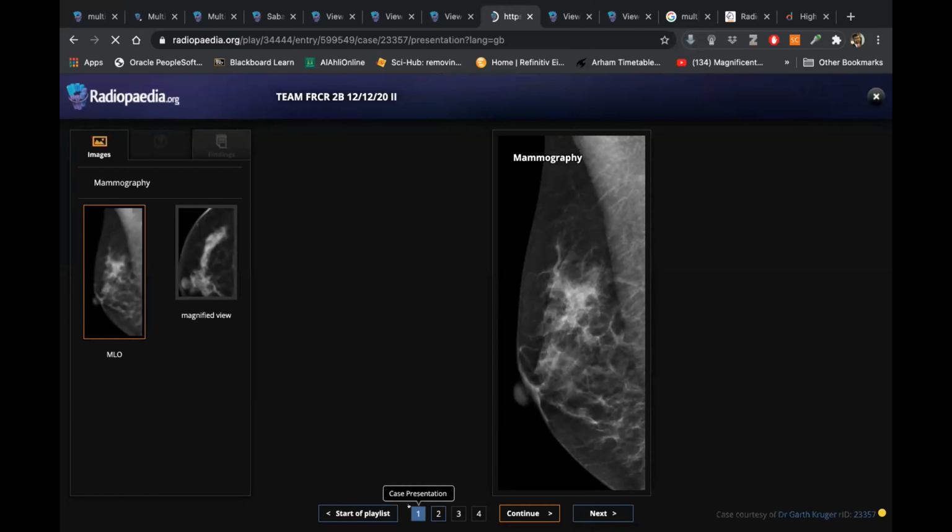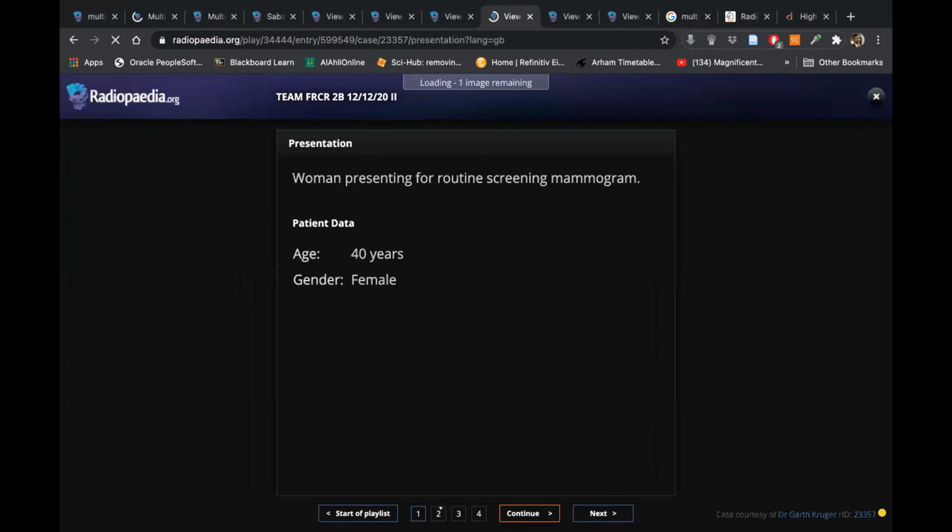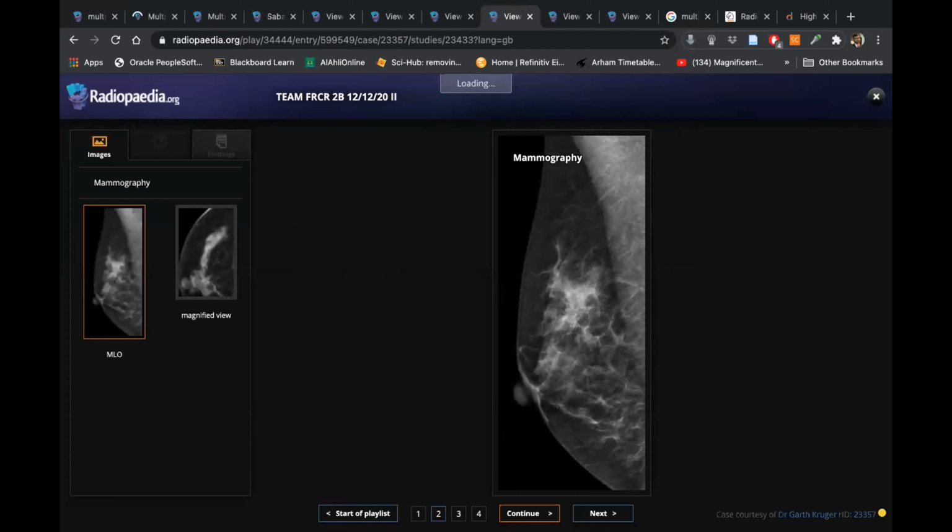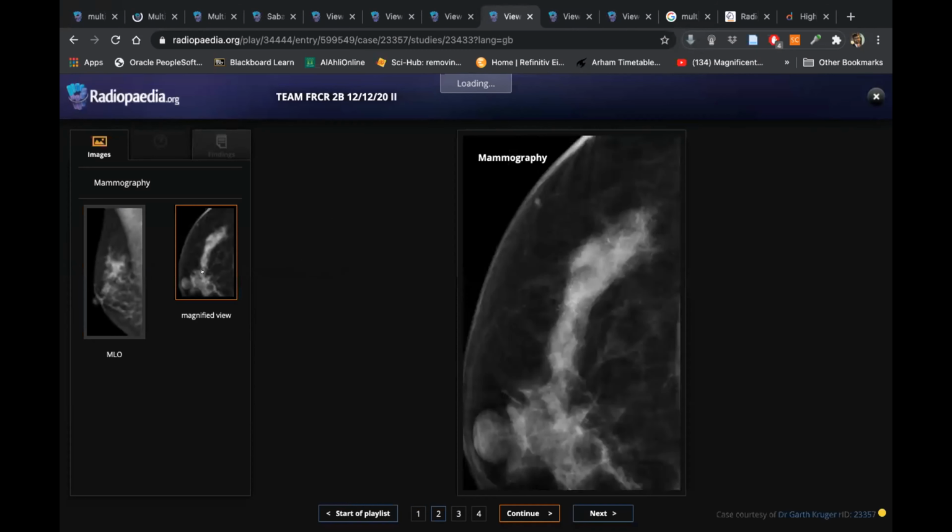So I am provided with the MLO view of the breast. The woman is presenting for routine screening, a 40-year-old. With the MLO view of the right breast and a magnified view, which shows predominantly fatty breast tissue scattered with minimal glandular parenchyma.